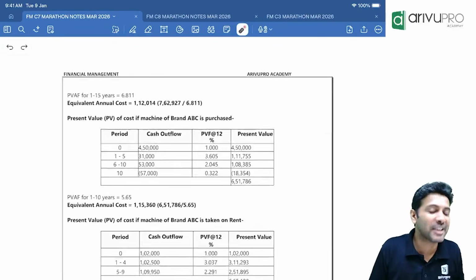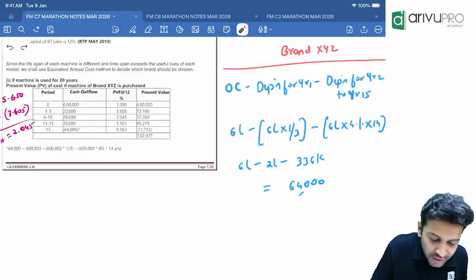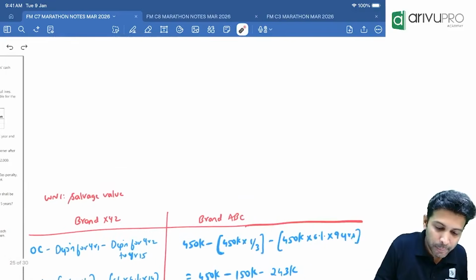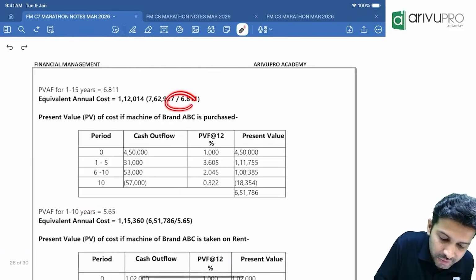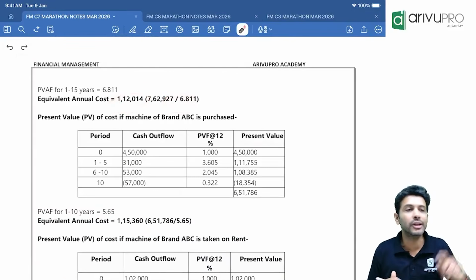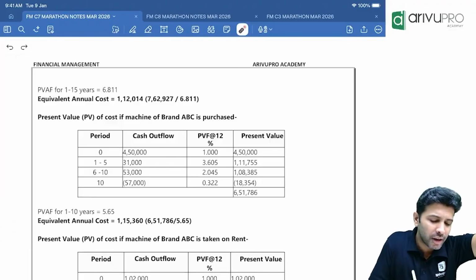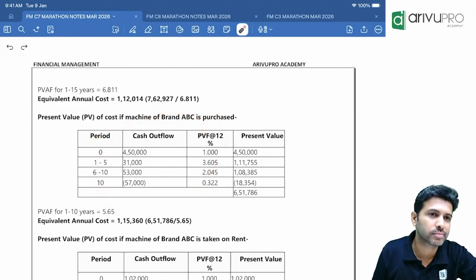Okay, what is the EAC? Present value of cash outflow, which is 7,62,927, divided by PVAF. If you do that, you will get 1,12,014. Done. Now the same drama you will have to do for ABC also.